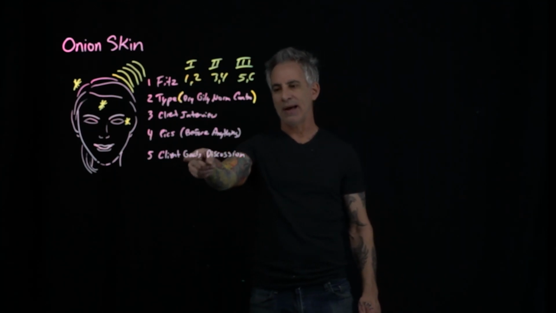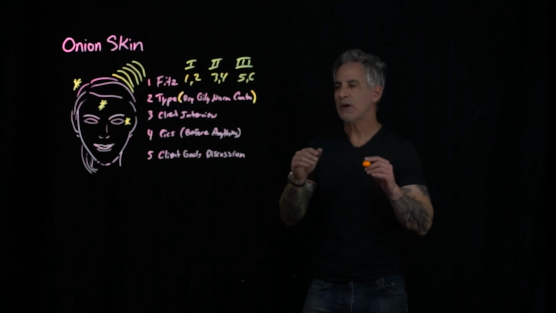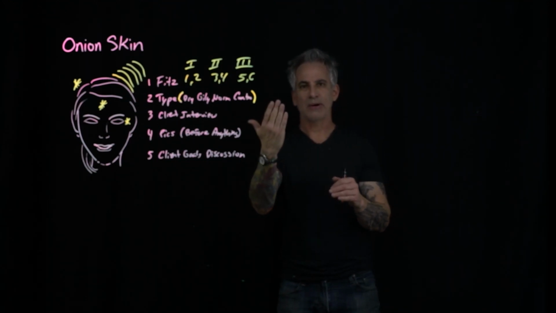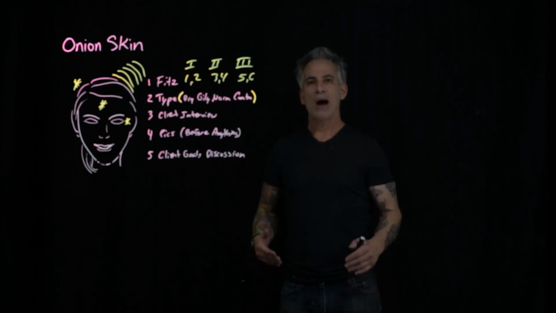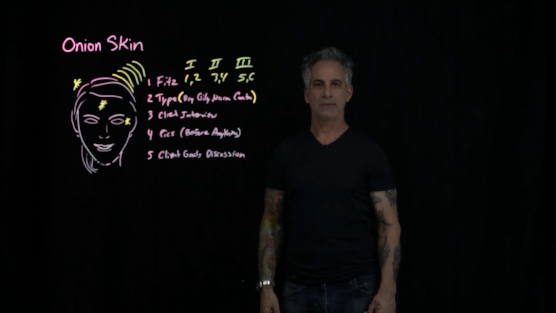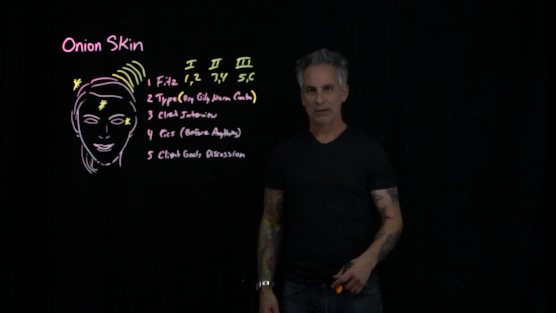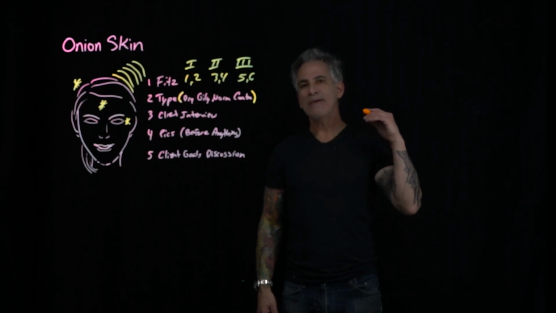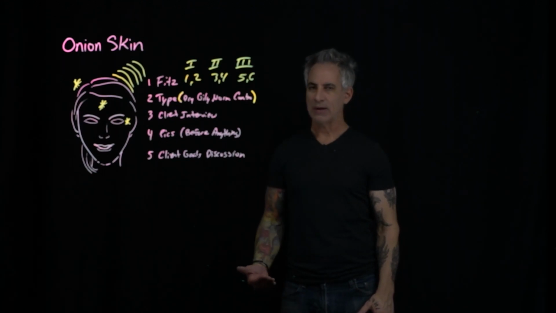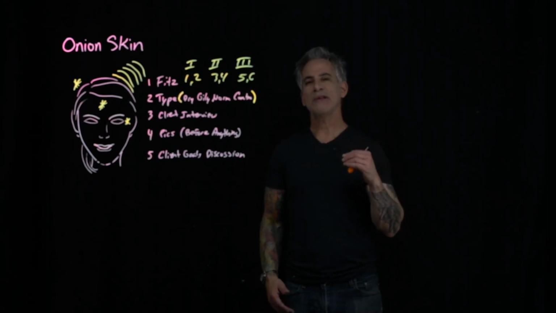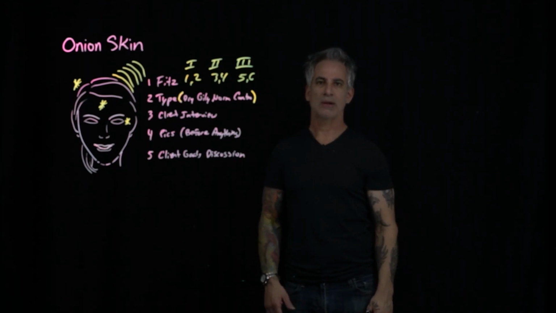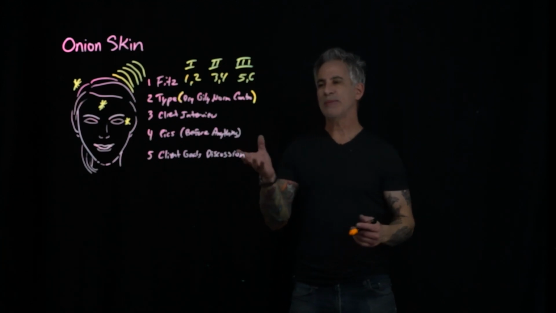All right, client goals and discussion. This is where you sit in front of the client and you put a mirror in front of them and you say, tell me everything you hate about your skin. Write it all down. Tell me everything you love about your skin. Write it all down. Tell me everything you want to see different about your skin, and write it all down. Okay. Now, there's something else I go over.